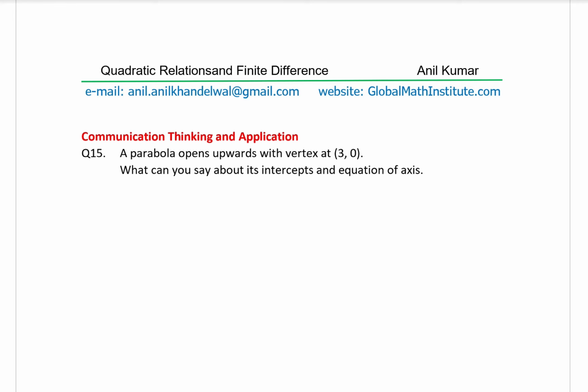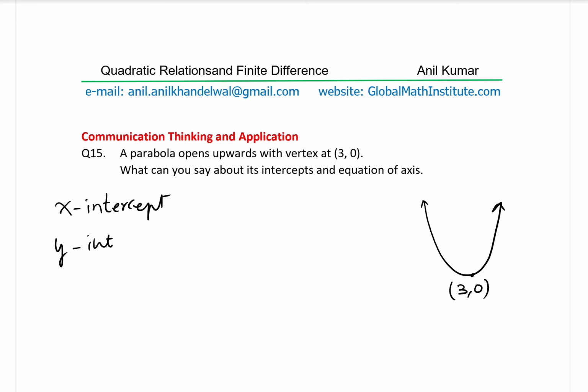It says a parabola opens upwards with a vertex of (3, 0). So the parabola opens upwards with a vertex of (3, 0). What can you say about the intercepts and the equation of the axis? So you have to write what is the x-intercept, what is the y-intercept, and what is the equation of the axis.